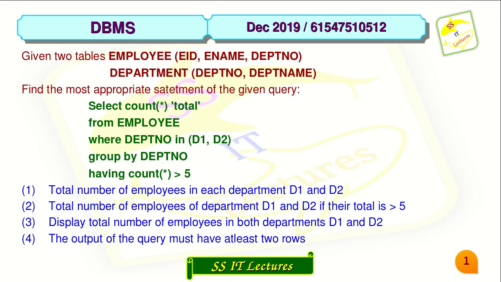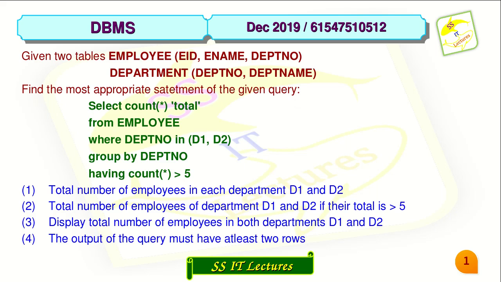Before analyzing the select query, we need to know the order of execution of SQL select statement. The order of execution of select statement is from clause, where clause, group by clause, having clause, select clause, and finally the order by clause.